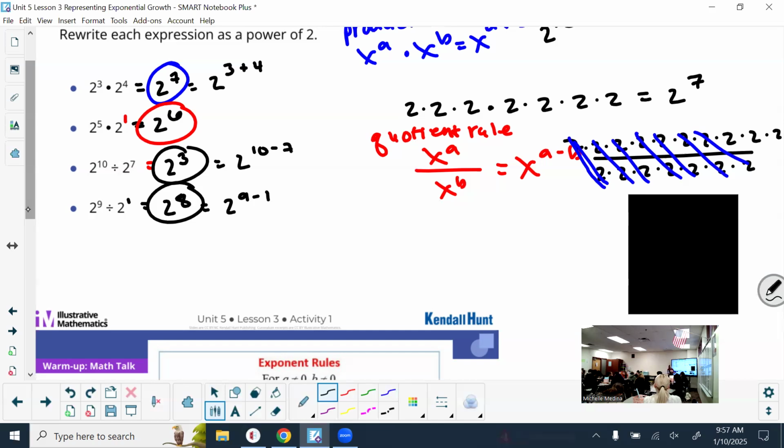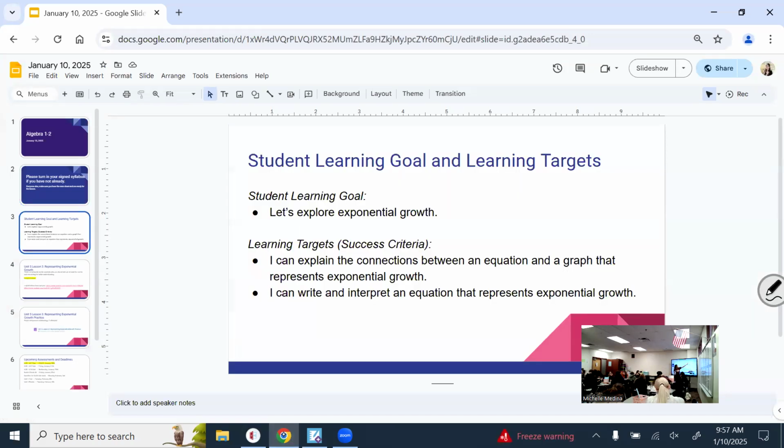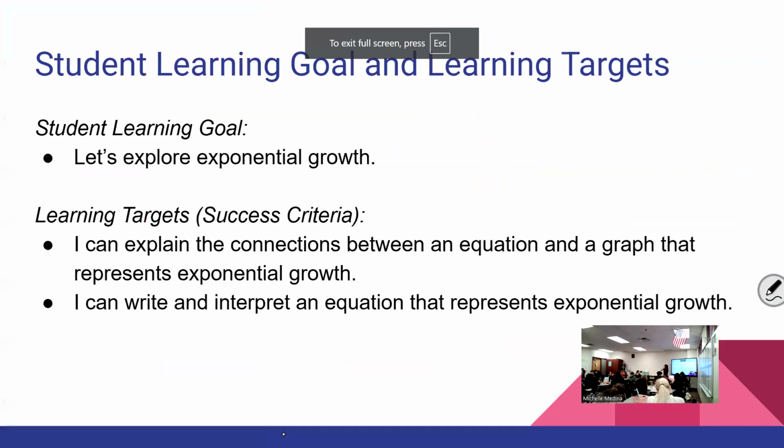But today we are on lesson 3, which is representing exponential growth. And we've already been working with exponential growth. We just didn't attach the definition to it or an equation to it. So we're starting to do that now, very slowly. We're going to explain connections between an equation and a graph that represents exponential growth. And then we're going to write and interpret an equation that represents exponential growth.